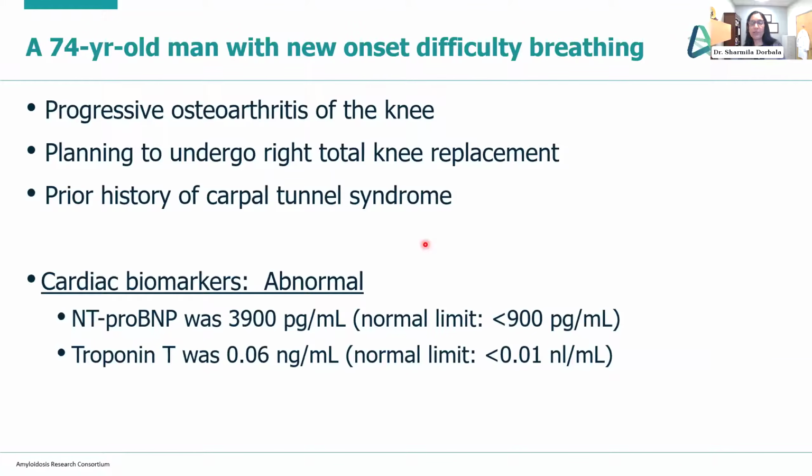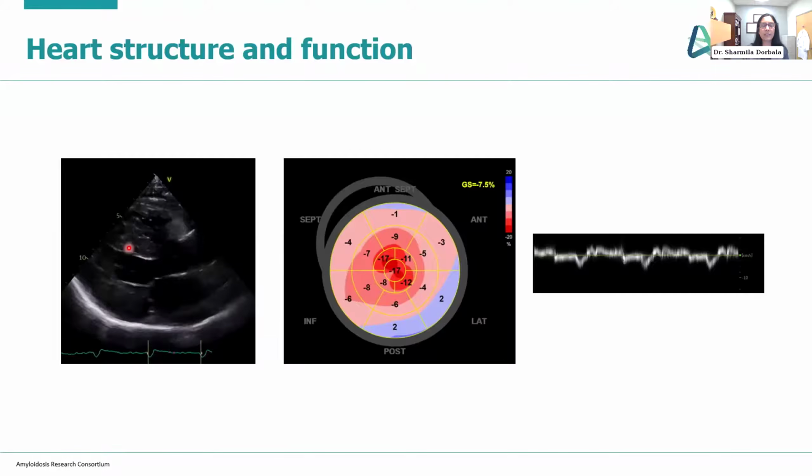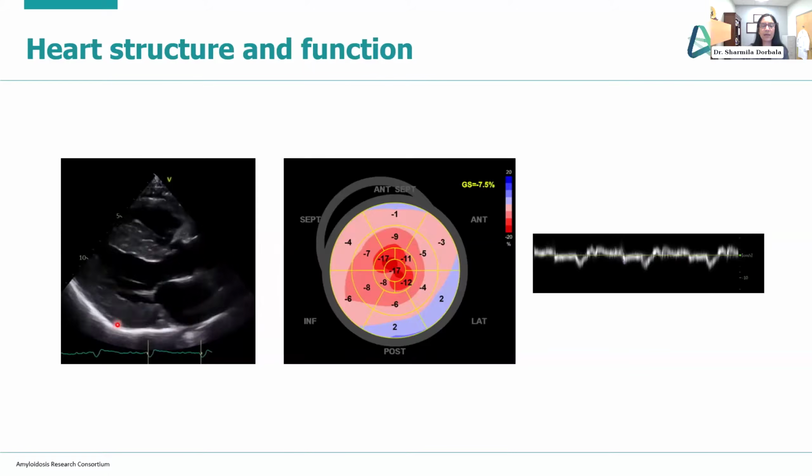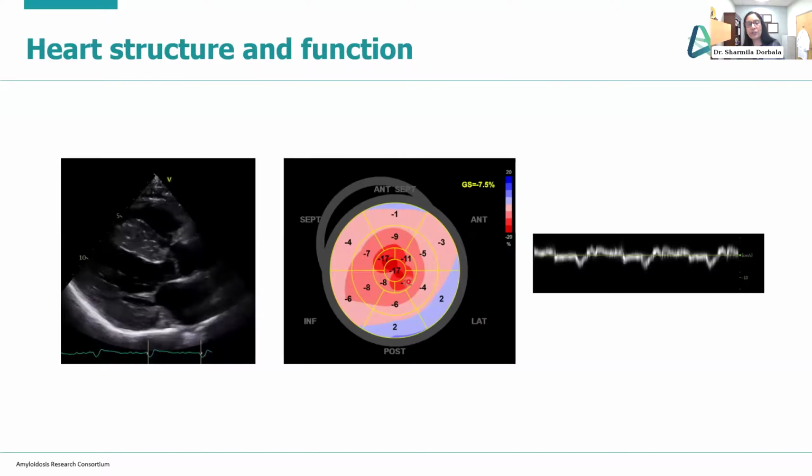I won't show all the tests, but you would normally do an ECG, probably an ultrasound or echocardiogram. Here's the echocardiogram. You can see the left ventricle is very thick. It's bright and sparkly. It's contracting well. So the overall pumping function looks good here. But when we look at longitudinal contraction, that's severely reduced. And here's your relaxation properties, which are severely reduced.